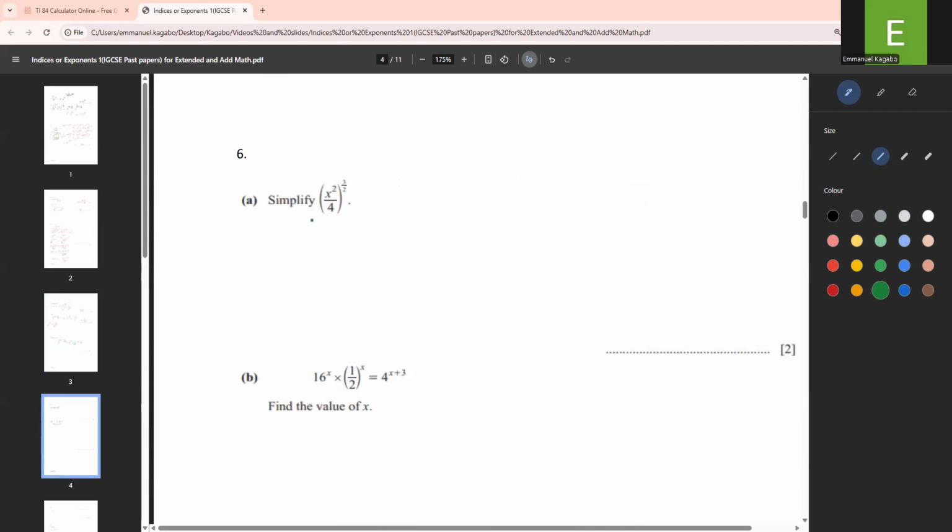Exactly the same thing. And as I said, the 4 is 2 squared. So it's going to be x power 2 times 3 over 2, over 2 power 2 times 3 over 2.